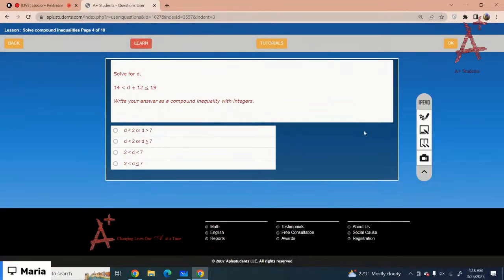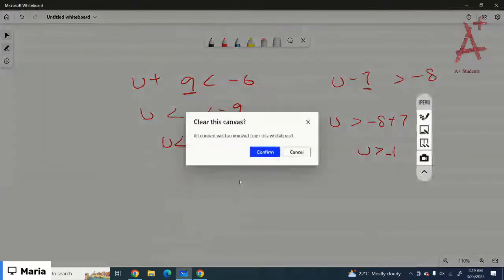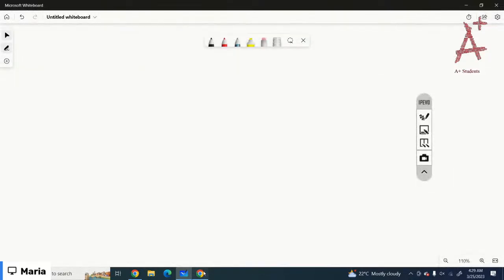Okay, the next one is 14 is less than d plus 12 and less than or equal to 19. Let me just write it down on the board. 14 is less than d plus 12 less than or equal to 19. So you have to isolate the variable d. We have to remove that 12 from here. So let's just subtract 12 from the inequality.